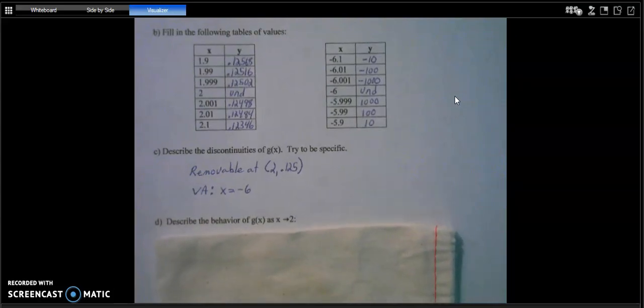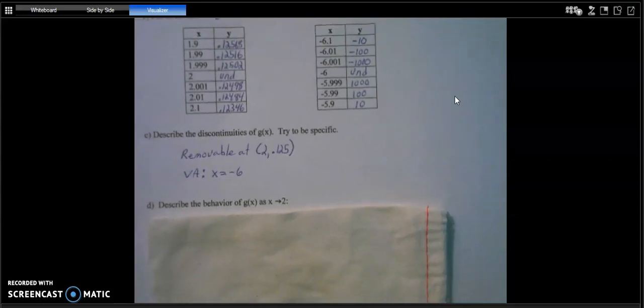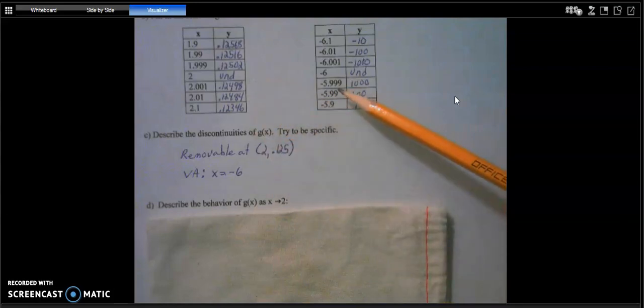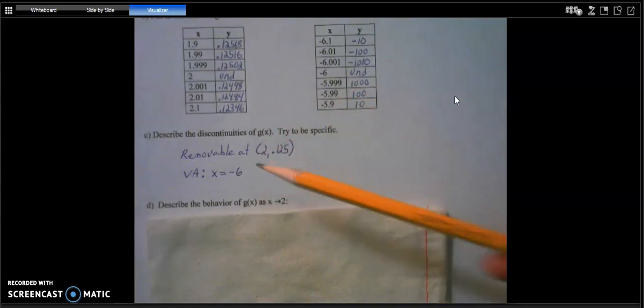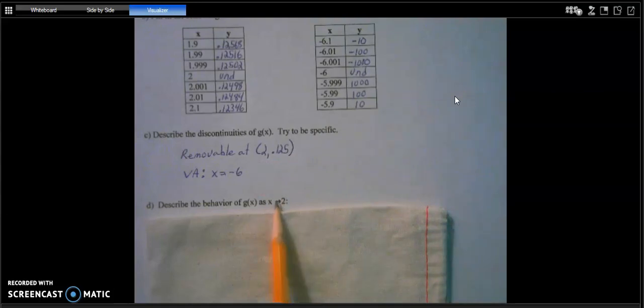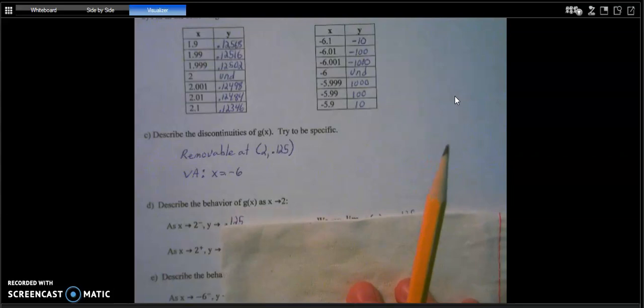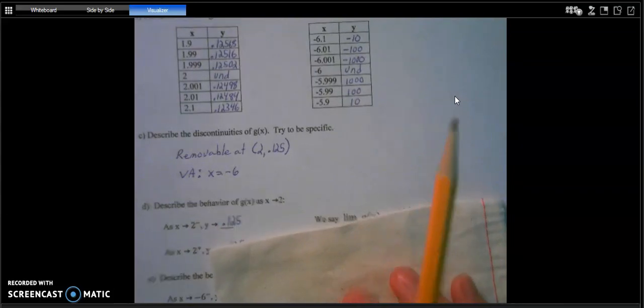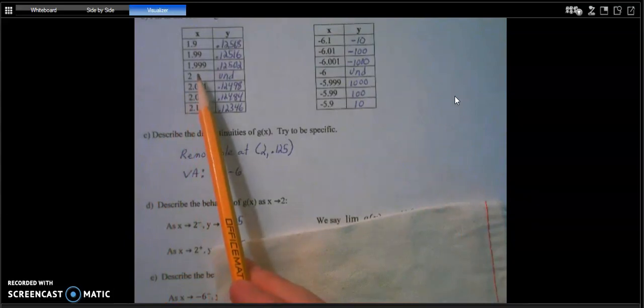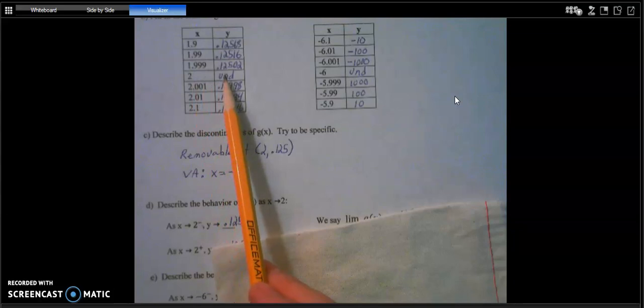Okay, so now we're going to look at the behavior of g of x as x approaches 2. So this is just kind of formalizing what happens in the tables here and what happens with the discontinuities. So as x approaches 2, so this notation here, as x approaches 2 from the negative or the left side, what is y approaching? Well, y is approaching 0.125. And that's what we said. As you approach 2 from the left side, so at 1.9, 1.99, and so on, we're getting closer to 0.125.